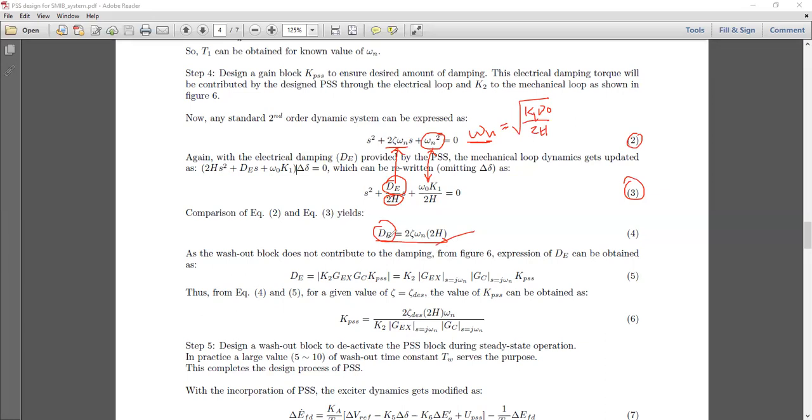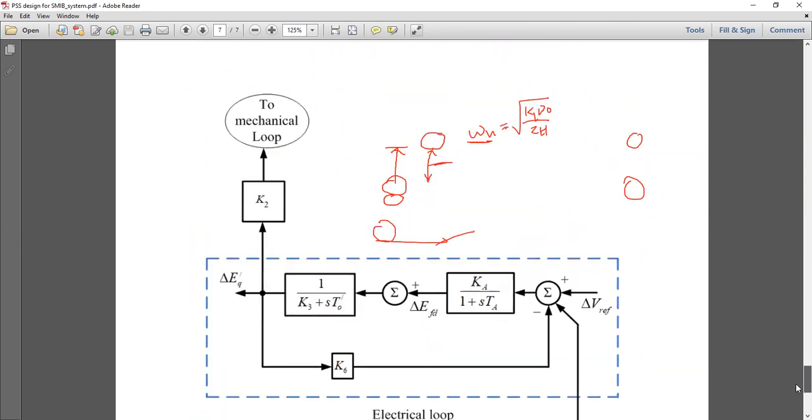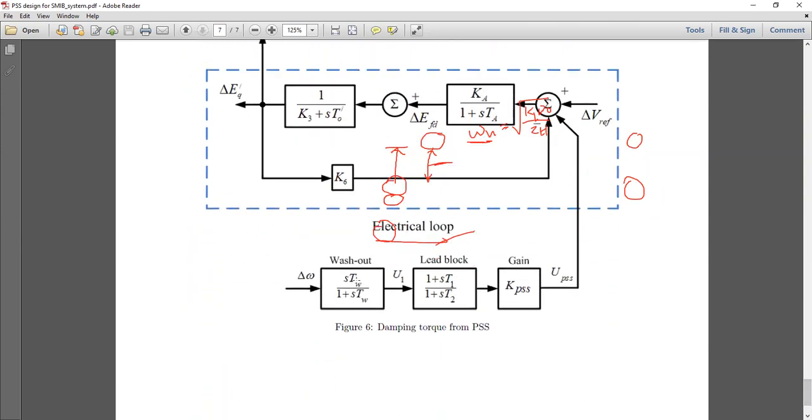So now this is the damping that we would get from PSS, okay? Now, the job of the washout block is not to provide any damping, so we can get rid of that block. By this, we mean simply when you calculate this, ignore this, because we are trying to calculate how much damping should be provided by the PSS.